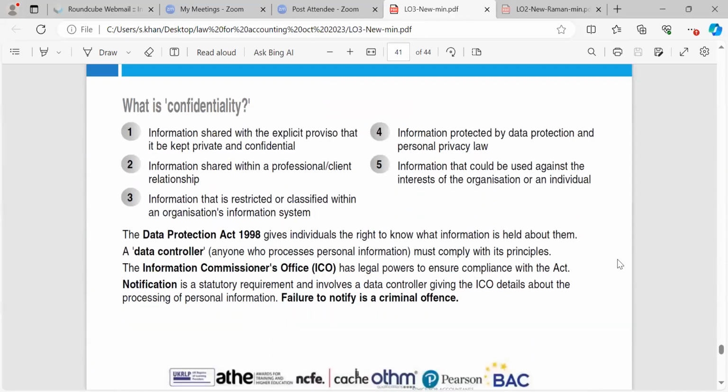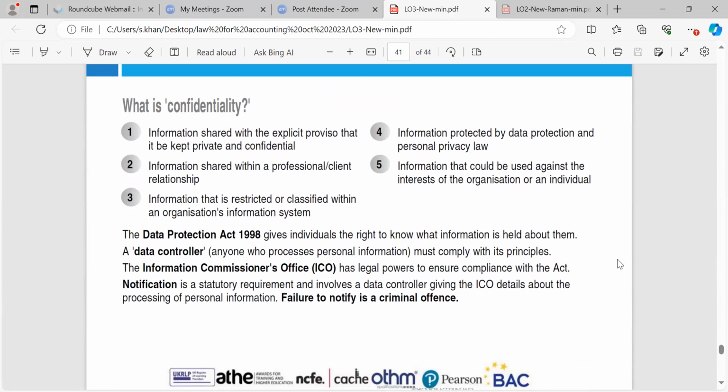Confidentiality and disclosure. Confidentiality, what is that? Information shared with the explicit provision that it be kept private and confidential. Information shared within a professional client relationship. Information that is restricted or classified within an organization's information system. Information protected by data protection and personal privacy law, and information that could be used against the interests of the organization or the individual.